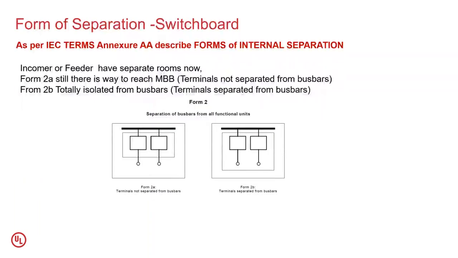Next one is very, very simple, and I think now you understood very easily. Form 2A: you see here, only the incoming terminals are separated from the busbar. Outgoing are still accessible to the main busbar. Correct? So only incoming terminals are separated, but outgoing is still reachable. Means terminals are not separated from the busbar. It is form 2A. Here, even the outgoing terminals are also separated, means it's form 2B. Means incoming terminals and outgoing terminals separated from the main busbar constitute form 2B. I think it's very easy to understand now. Clear? Next.